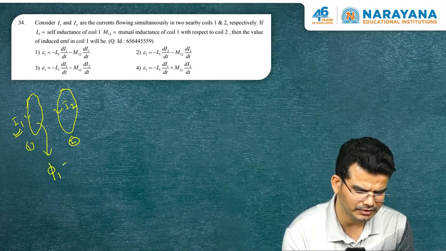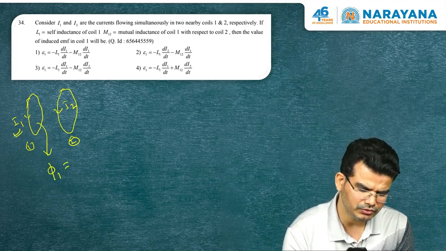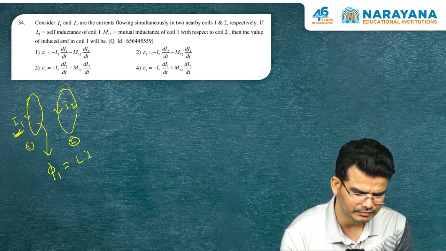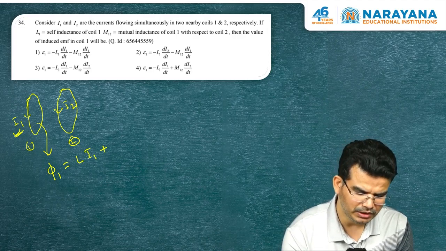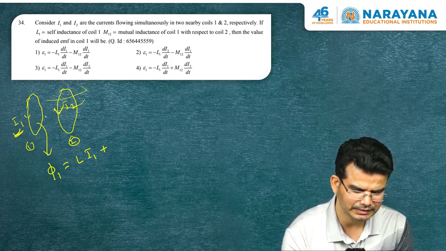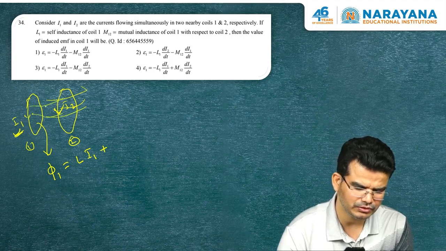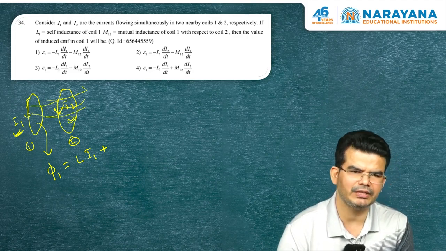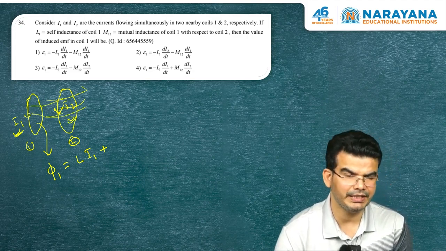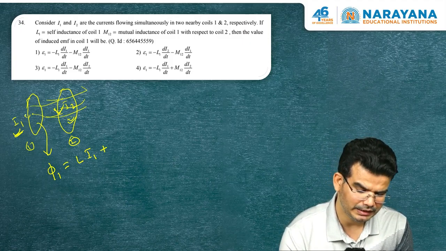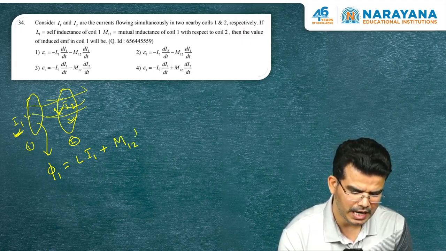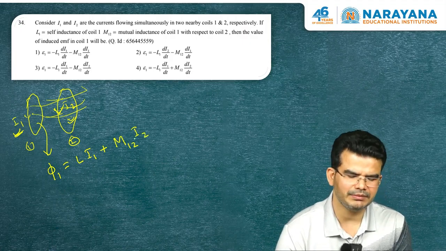So what is the flux linked with the first? The flux due to its own current is given as L into I1, fine, this is one flux. But because of this current also there will be field lines, and these field lines are passing through this also. So because of the current in the second coil there will be flux linked in the first coil also, and we relate that with mutual inductance. So here the total flux will be L I1 plus M12 I2. This is very simple.